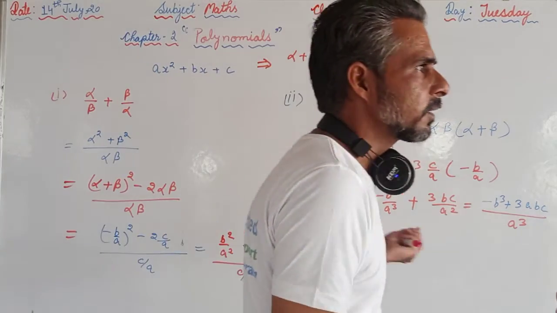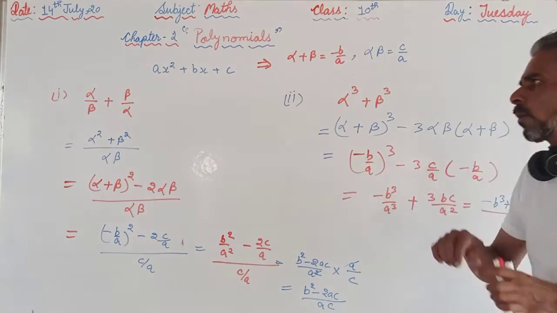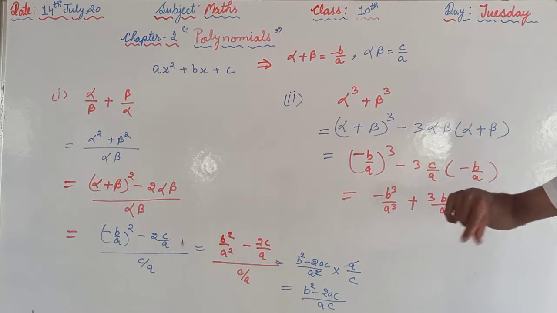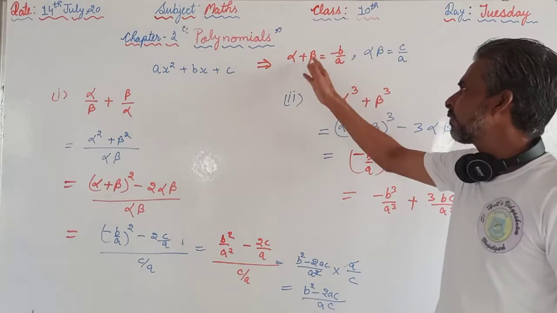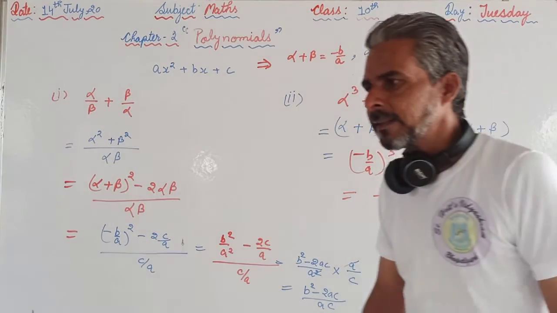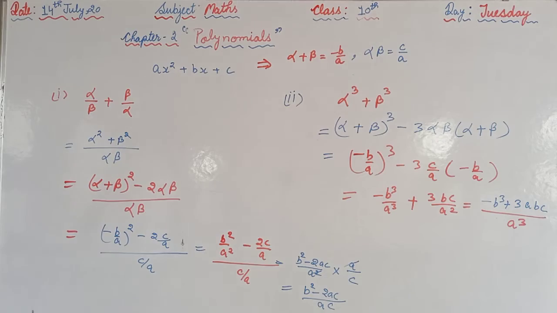Whatever we have to calculate, we are supposed to convert that into the form of alpha plus beta or alpha beta, क्योंकि हमें इन दोनों की ही वैल्यू पता है, अल्फा प्लस बीटा की और अल्फा बीटा की. At the same time we are supposed to discuss one more question.